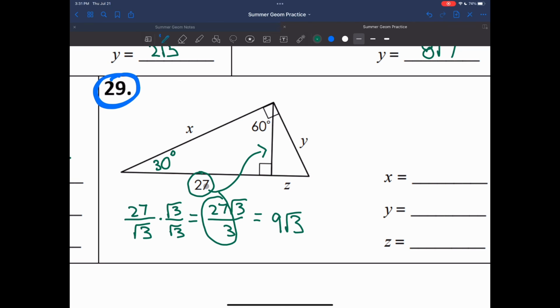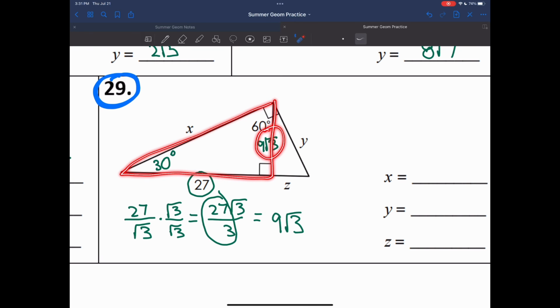Now keep in mind what we just found. We found the short leg. Okay, so I'm going to go label that. Let me erase that. So this short leg right here is 9 square root 3, which is not an x, y, or z variable, but I guarantee we'll need that to find some of our other variables over here and to find our x.